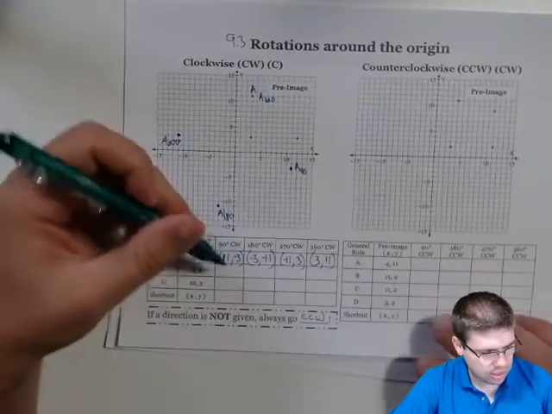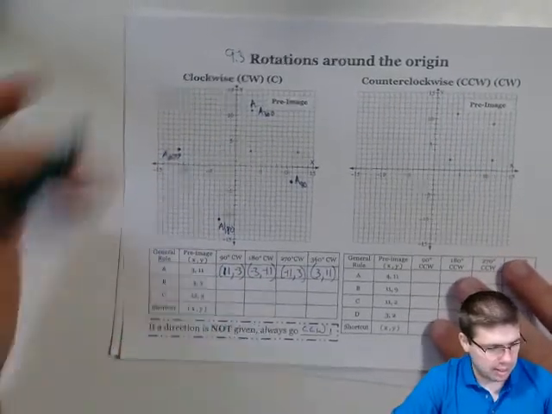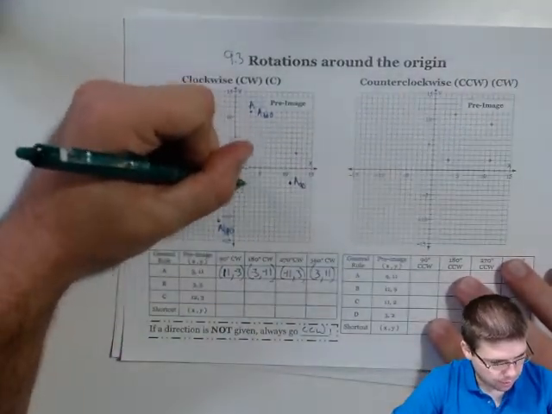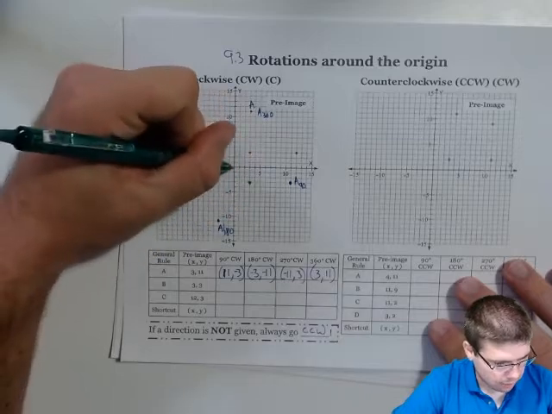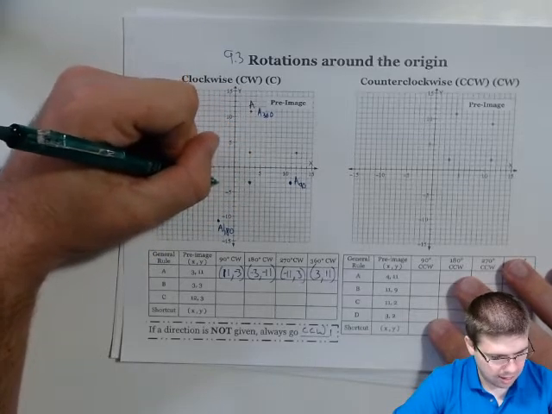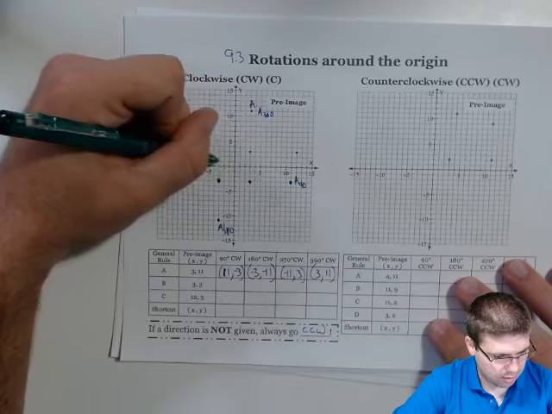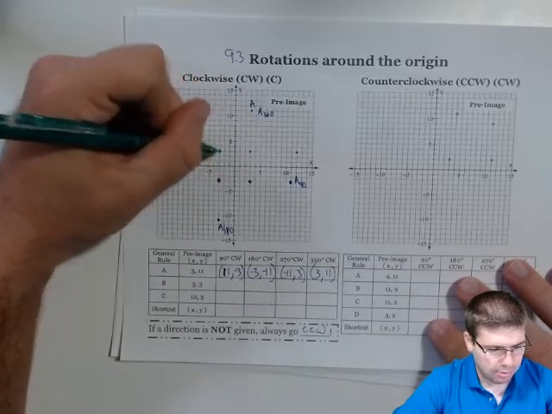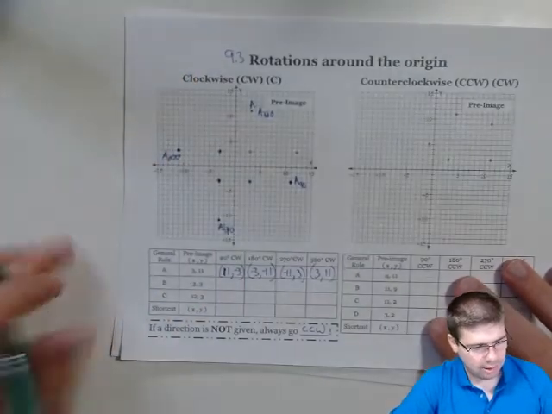The other point we have is 3, 3. This one's actually a bit easier. So we're 3 right, 3 up. Then here we're 3 down, 3 right. Then we would be 3 left, 3 down. And then 3 up, 3 left, or whatever way you want to think about getting to that.